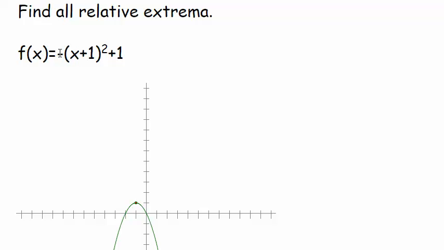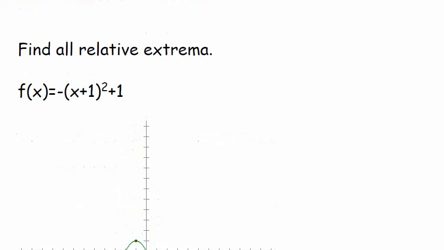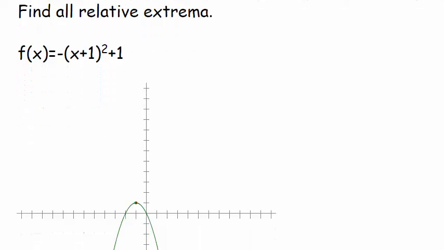Here we go. We got f of x equal to negative quantity x plus 1 squared plus 1. And of course you can tell by just looking at the graph here, lower it a little bit, where that relative max is actually occurring. Okay, it looks like negative 1, 1 right here. But we're going to do this mathematically instead of just looking at a graph.